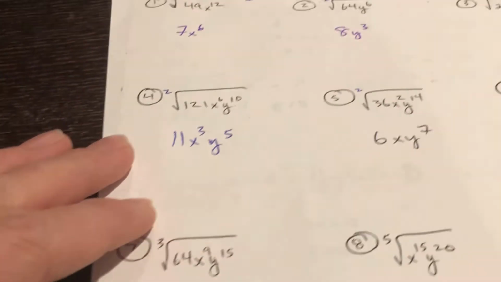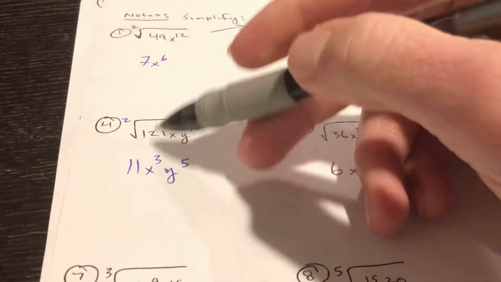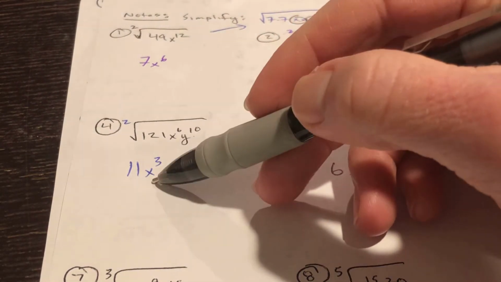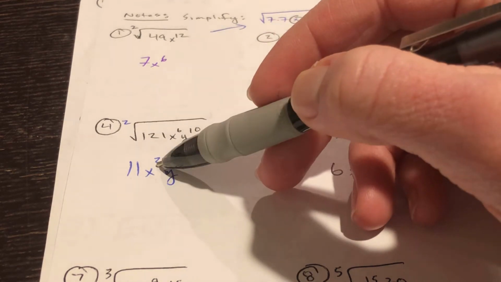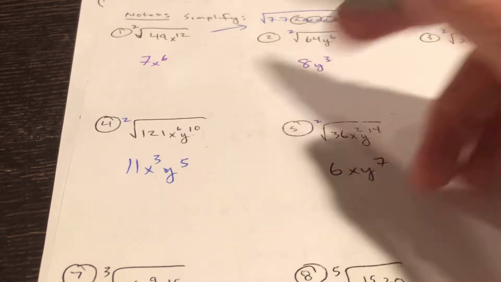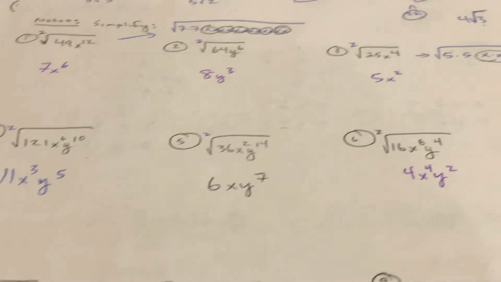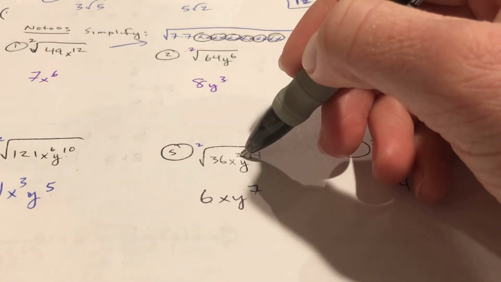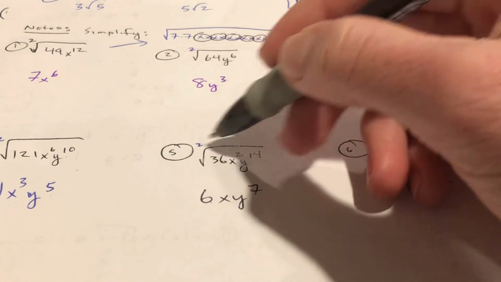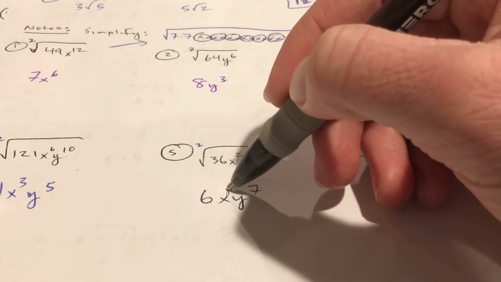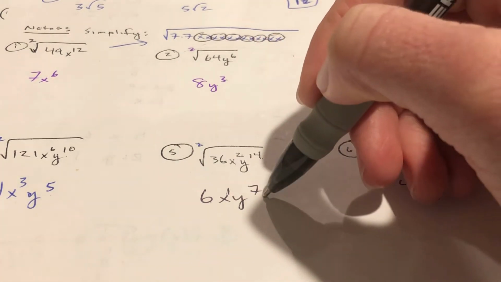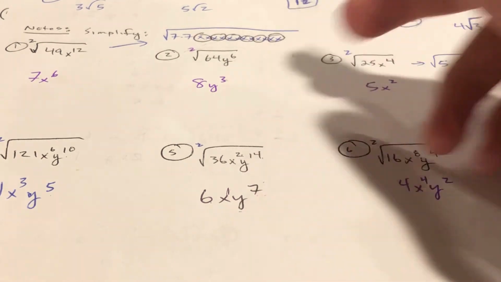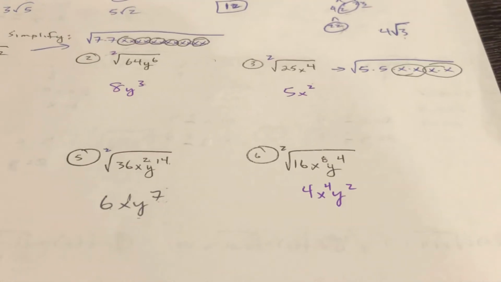All right, so very easy section here. The second root of 121 is 11. 2 goes into 6 3 times. 2 goes into 10 5 times. The square root of 36 is 6. 2 goes into 2 once. How many pairs if I have 2 x's? Just 1 pair, x to the first. 2 goes into 14 7 times, so y to the 7th would be part of my answer there.